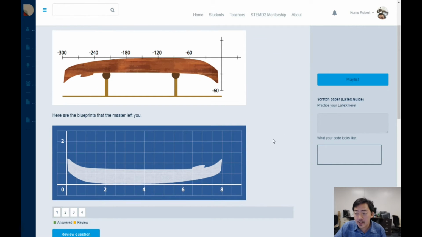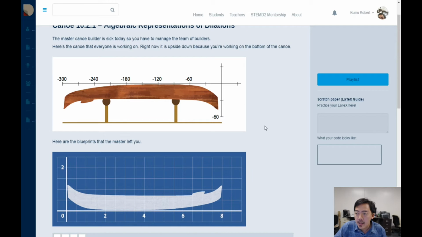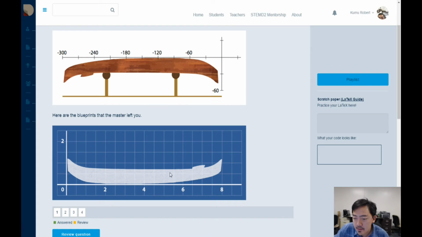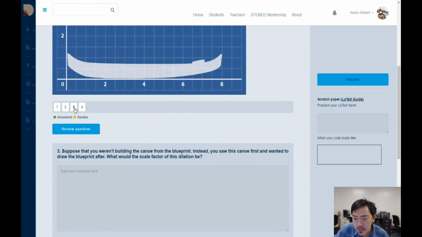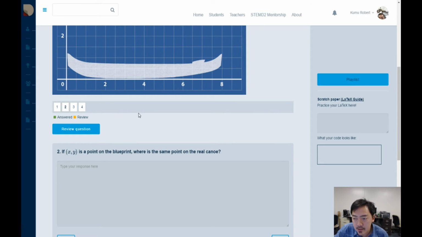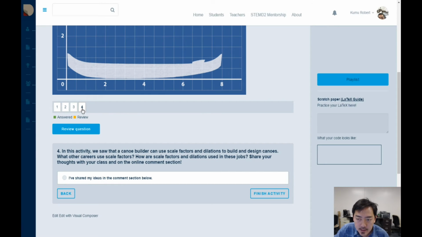And over here is the blueprints for that canoe that we're building. By looking at these two pictures, we should be able to figure out the scale factors that allow us to dilate from here to here and dilate from here back to here. And that's precisely what this activity is asking for in the first three questions. It asks for the two scale factors and an algebraic expression. Finally, we end this activity with another open-ended question. We saw that canoe builders can use scale factors, but what other careers can use scale factors?